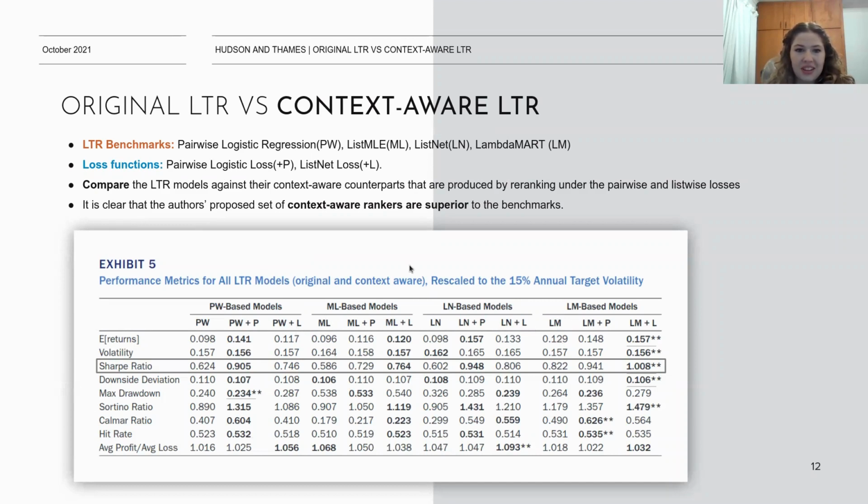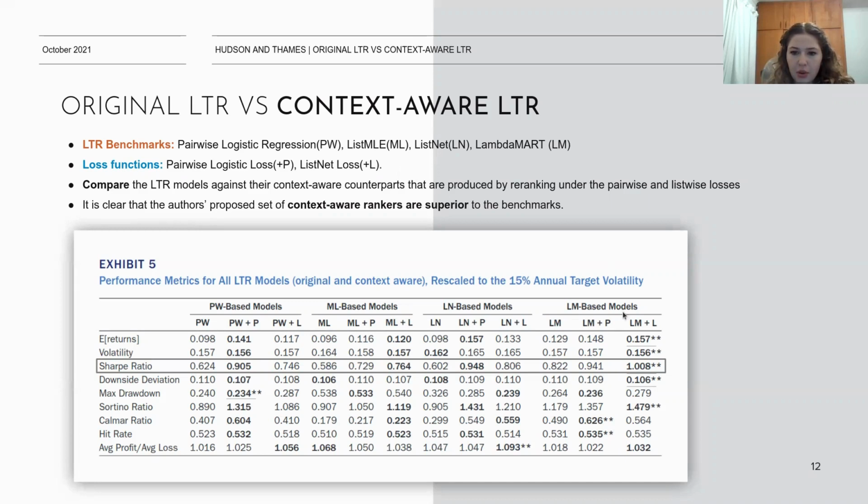Again, moving from the original learning to rank model, let's focus on the Sharpe ratio. Moving from that to the transformer network, we move from 0.6 to 0.9 and over here 0.7. So there's definitely an improvement from the original to the context-aware model. The same for this one over here, which is the ListMLE. We see that same trend: the Sharpe ratio increases for both. And the same over here for the ListNet.